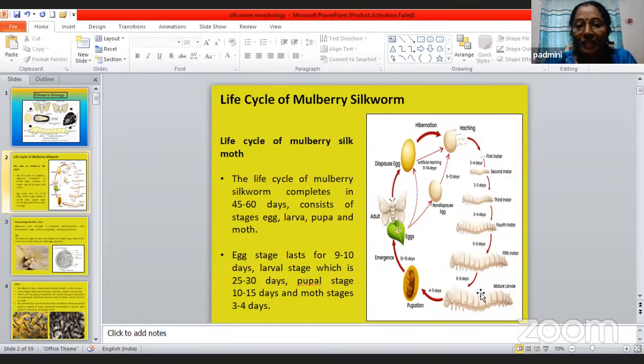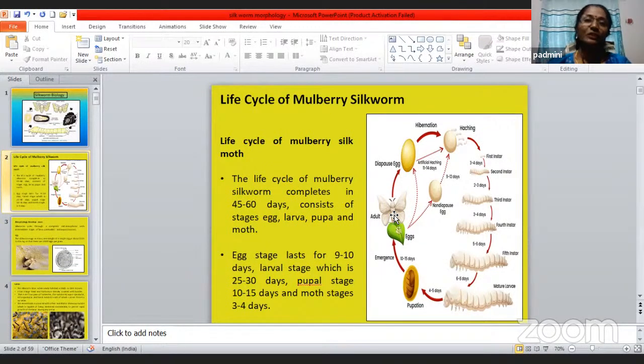After they have had enough food, the fifth instar larva slows down, stops eating, and undergoes pupa formation or metamorphosis. As they are pupating, they secrete from the silk gland, which is woven around them, and then they form a pupa. From the pupa, after the metamorphosis occurs inside, an adult emerges after some days, and that adult survives only for 3 or 4 days.